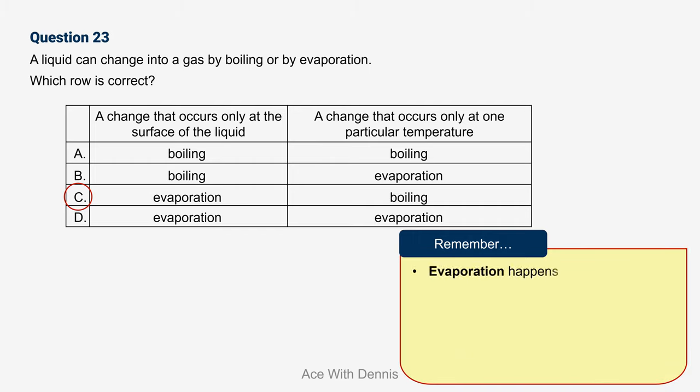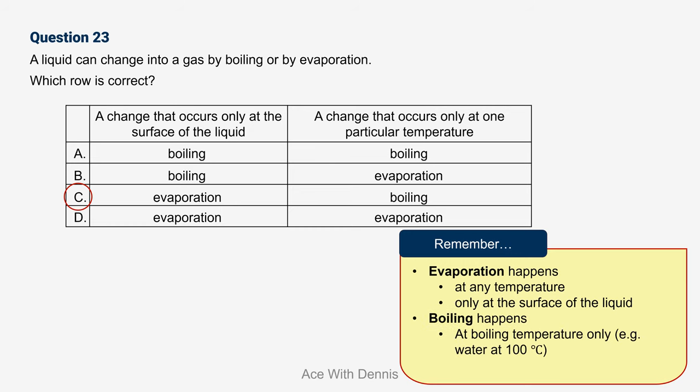Remember that evaporation happens at any temperature and only at the surface of the liquid. On the other hand, boiling happens at only the boiling temperature, for example, water at 100 degrees Celsius, and it happens throughout the whole liquid. Therefore, the answer is C.